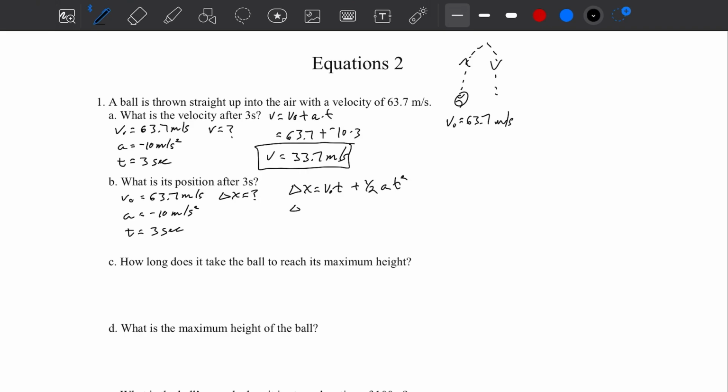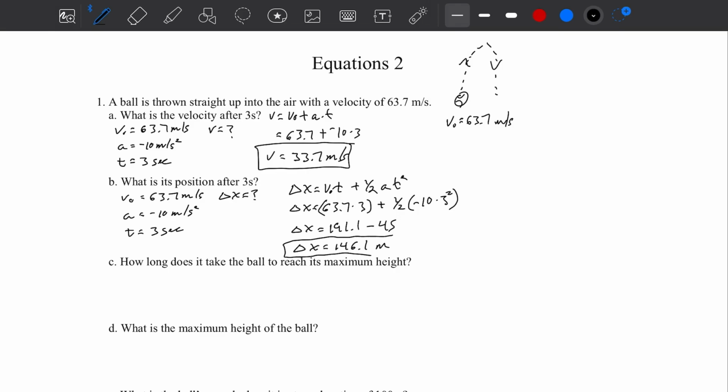With the information I have, I can just use delta y equals v naught t plus 1/2 at squared. 63.7 times 3 plus 1/2 times negative 10 times 9. Looks like my answer is going to be 191.3 minus, let's see, minus 45. It'll be 146.1 meters.